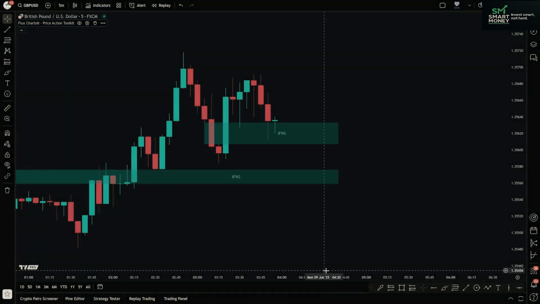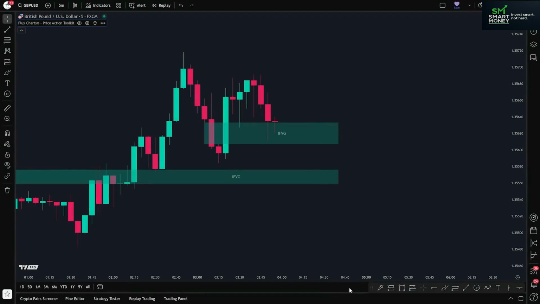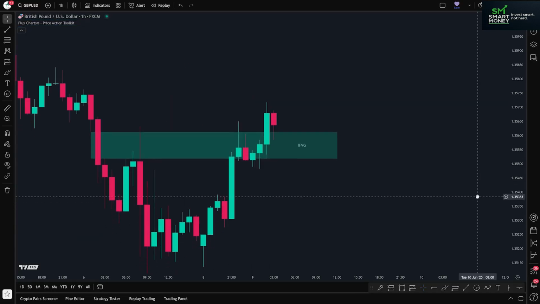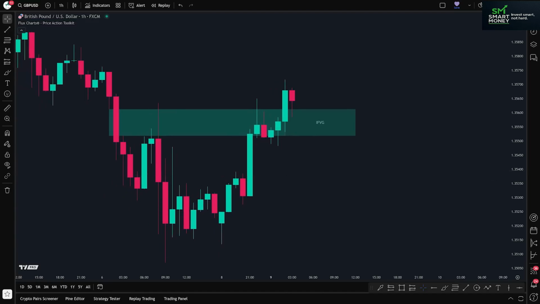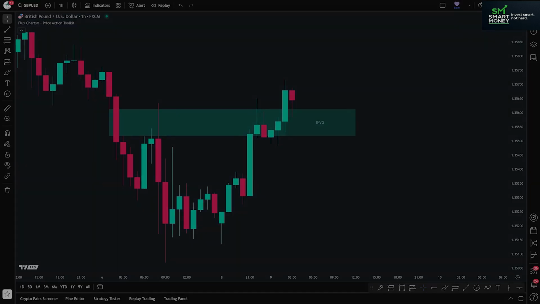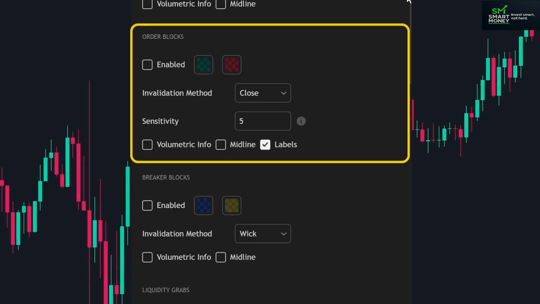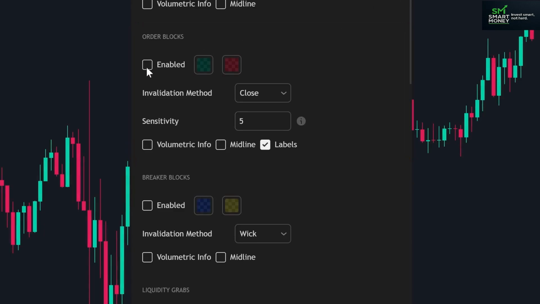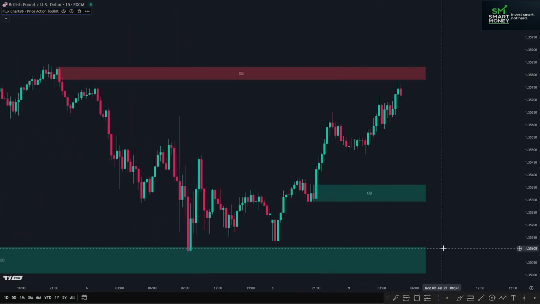By enabling the inversion fair value gaps on the chart, we can see that the indicator also does a good job of automatically identifying these key areas. Similarly, when we change the time frame, the latest inversion FVGs are updated and visible on the chart. Next up, we have the order blocks. Let's check the box and see how they are applied to the chart.